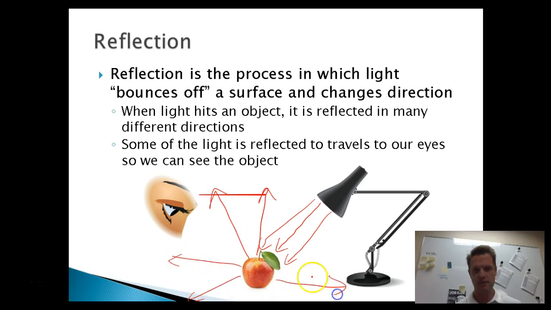And as that light bounces off in different directions, we know that only some of that will hit our eye. So the rays of light that are actually hitting our eye left the light, hit the apple, and then hit our eye. This path that I'm showing you right now is the path that that light takes from that object to our eye.